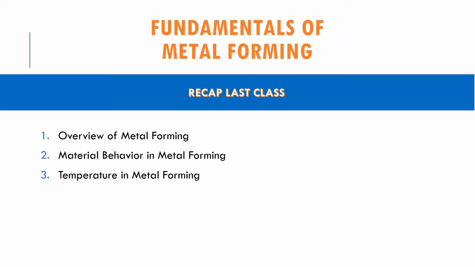Let us recap a little bit on the last class. For the last class, we already looked into the overview of metal forming, what metal forming is, and what materials are involved in metal forming, and then the material behavior in metal forming. We saw the equations like flow stress and average flow stress, and we also looked into the temperature in metal forming, which are cold working, warm working, and also hot working.